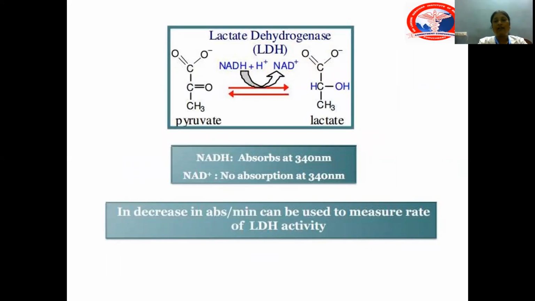Upon pyruvate to lactate conversion, we have conversion of NADH to NAD plus. NADH will absorb light at 340 nanometers, so there will be a decrease in absorbance for NAD plus formation. So the decrease in absorbance per minute can be used to measure the rate of LDH activity.